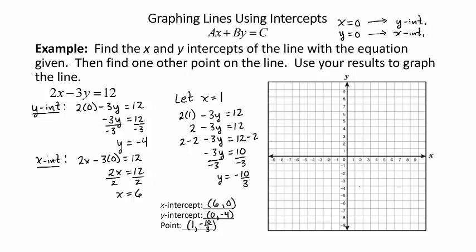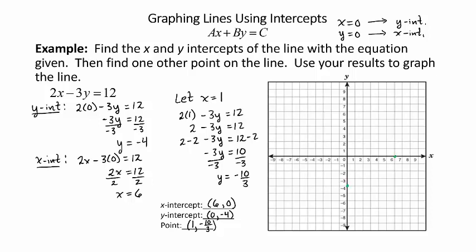So I'm going to plot these. Let's start by plotting the intercepts: 0, negative 4 is one of them, and also 6, 0. We're going to plot that. And that's all we need really for a line, just 2 points, but we're being asked to find a third just to verify that everything's in the right ballpark. They should all line up.